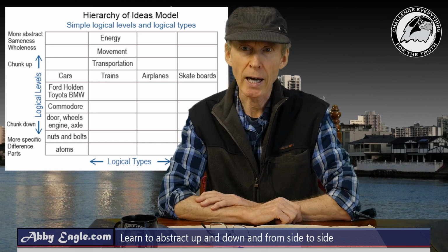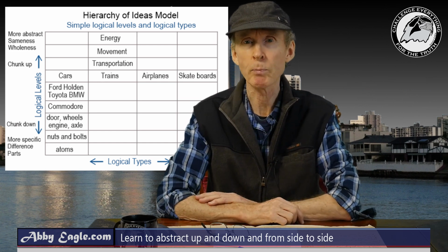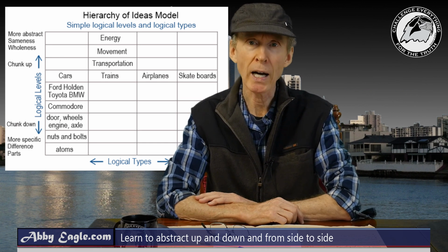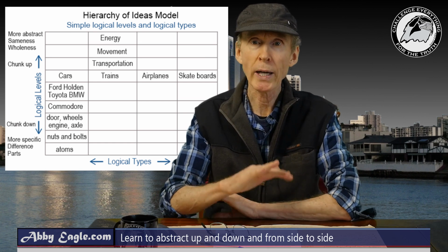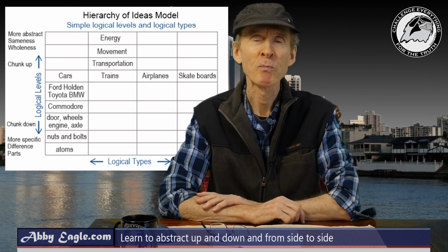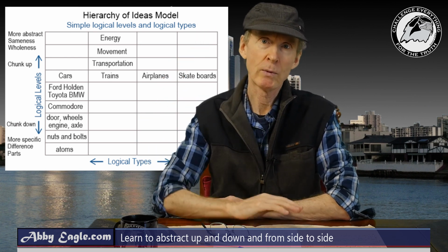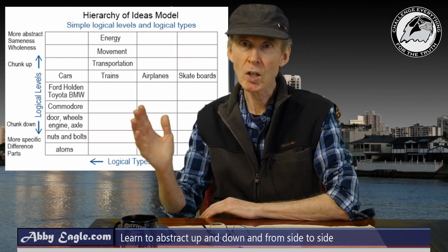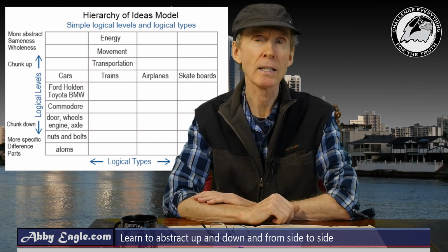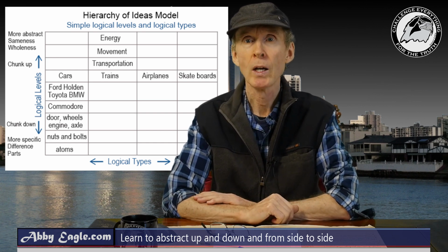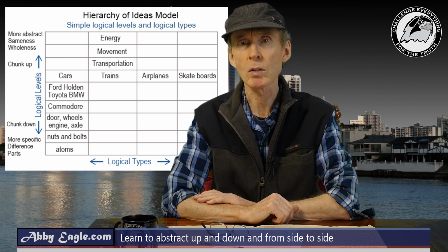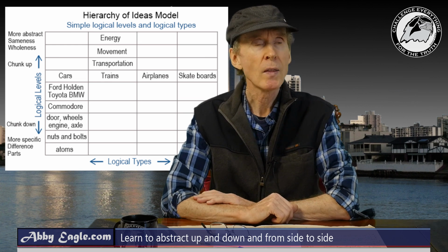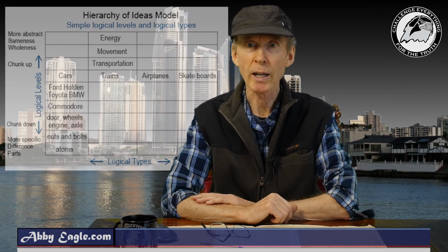So, coming back to cars, we chunk down to specifics by asking, what are some examples of cars? And we get the make of the car. Then you can chunk down to the model and all the way down to nuts and bolts and atoms. So we abstract up and down logical levels of abstraction, and we can move horizontally to something else that is at the same level of abstraction. So we might say a car is like a train in that it is a box on wheels which is used to transport people and things. This also takes us into the use of simile and metaphor.